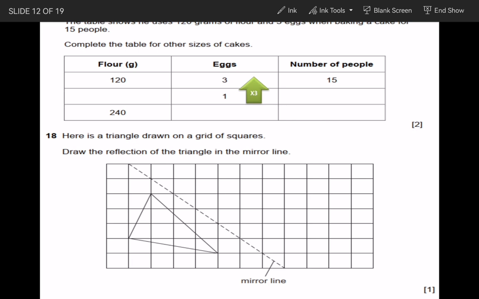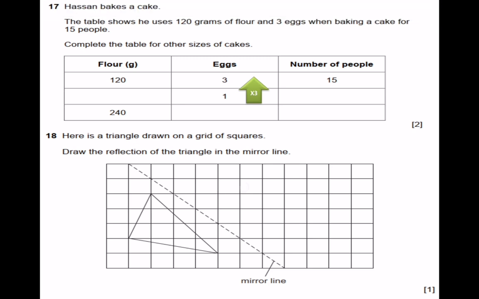Or I can take it the other way. I have 3 eggs for 15 people. So if I'm going to increase this, 3 times 5, here also multiplying by 3, it will be 5. 5 times 3, 15. Okay, what about the relation here? Also multiplying by 3. A number, when I multiply by 3, I get 120. So this will be 40.